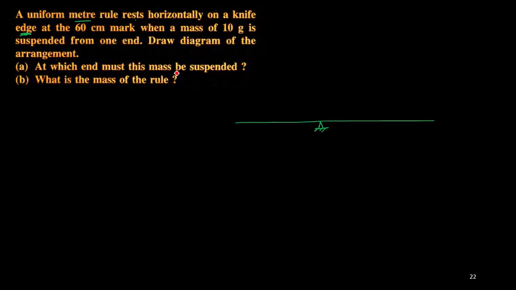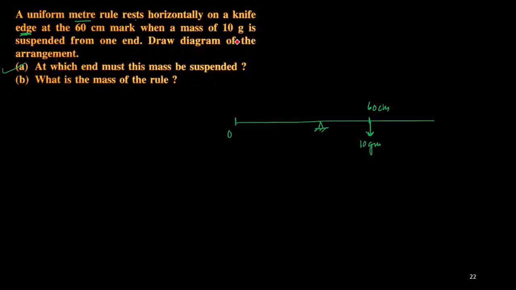Draw a diagram of the arrangement. Okay. So let us say this is the 0 mark. Let us say this is the 60 centimeter mark. You are putting one weight at this position. You are putting a mass of 10 gram at this point. So this is the diagram basically. Now, at which end must this mass be suspended so that it becomes horizontal?